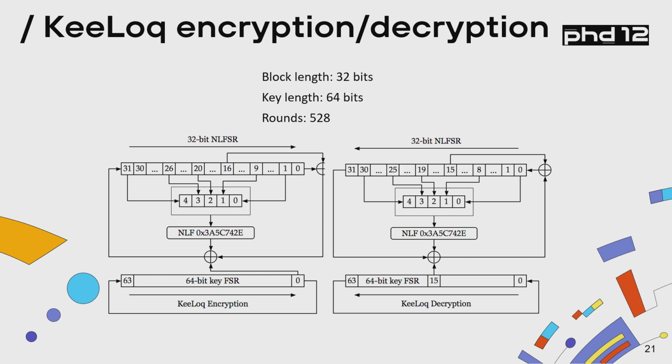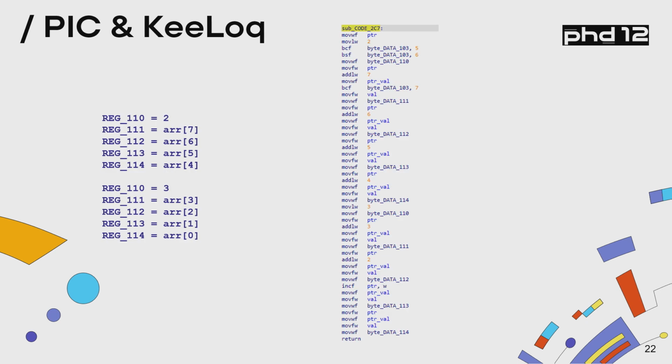So what I see here is that the key length is 64 bits, block length is 32 bits. The number of rounds, I guess it varies, but here we see the standard length of 528. So this way I should be able to look for arrays of the same size for some specific operations. That, however, I didn't find. Firmware for keylock is pretty short, so it was easy for me to identify these functions.